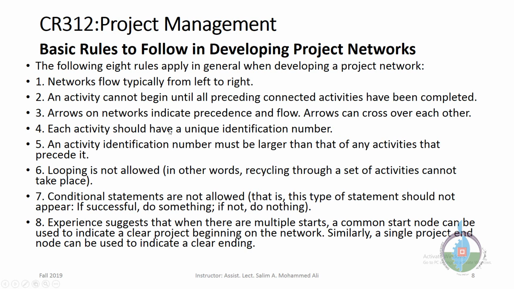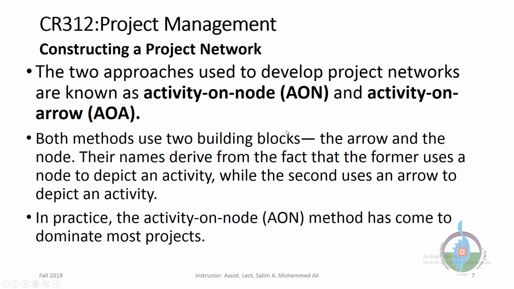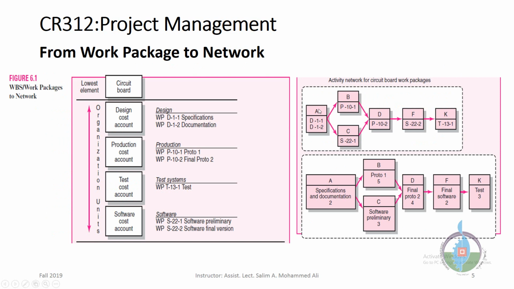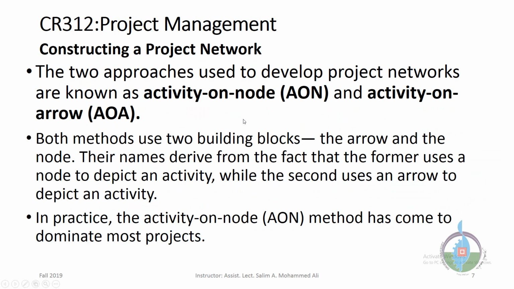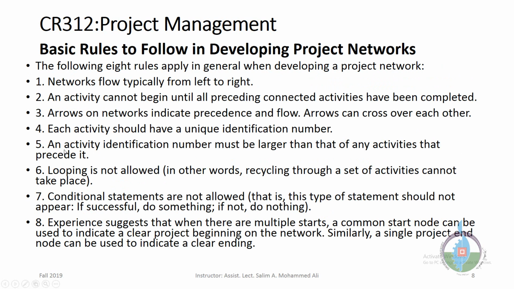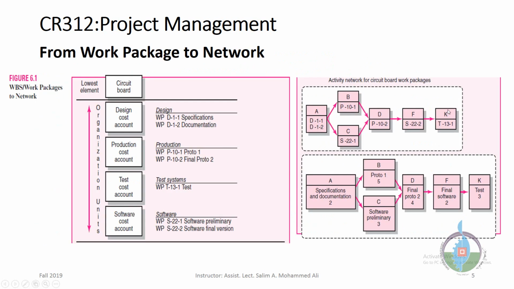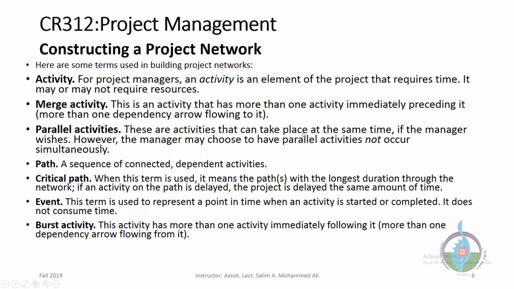Each activity should have a unique identification number. As an example here, A is unique. A will not repeat anymore. An activity identification number must be larger than that of any activity preceding it. Here we use alphabetic, so B should be followed by A, and D followed by B. K should be larger than F, because in the alphabet K comes after F, and so on.